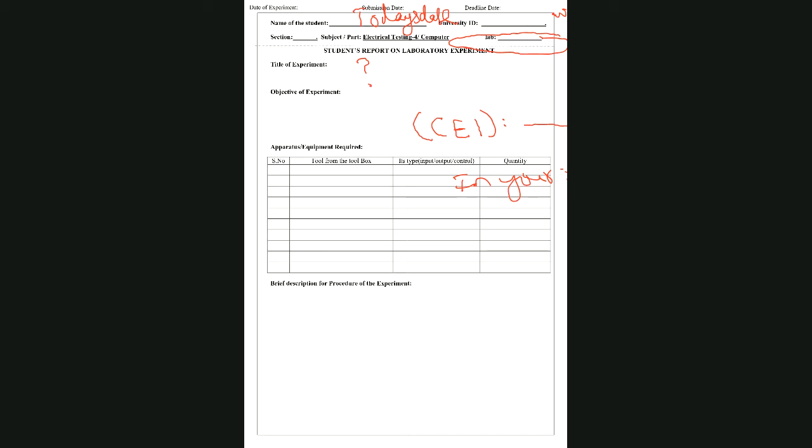Now here, this is the table. Now you see what tools you have used here. First, what tools you have used. You have used AND gate, and you have used OR gate. You have used NAND gate. And fourth, you have used switch. And you have used LED.